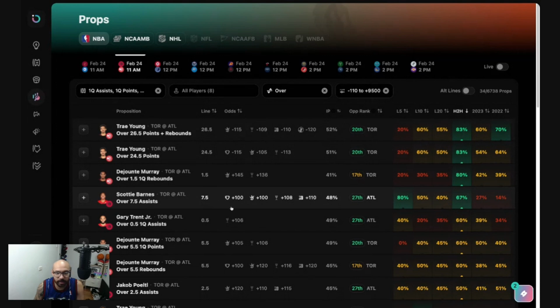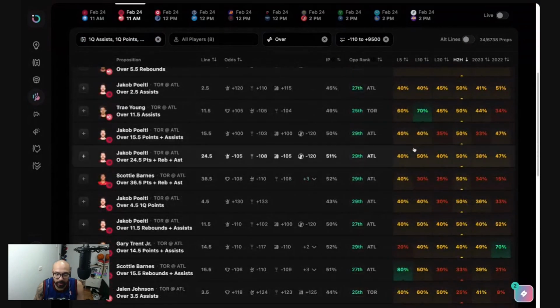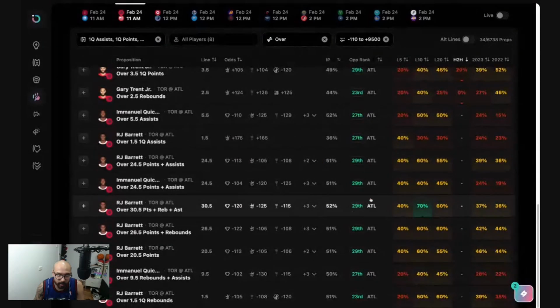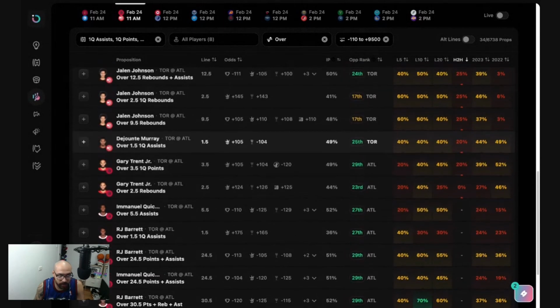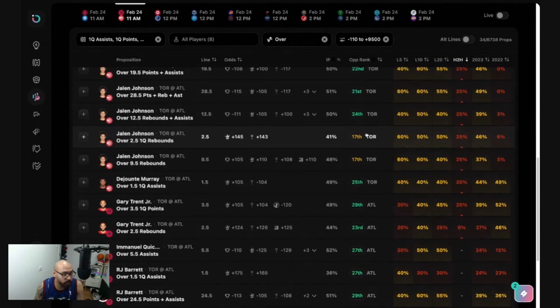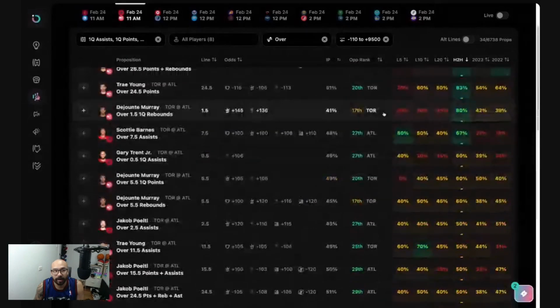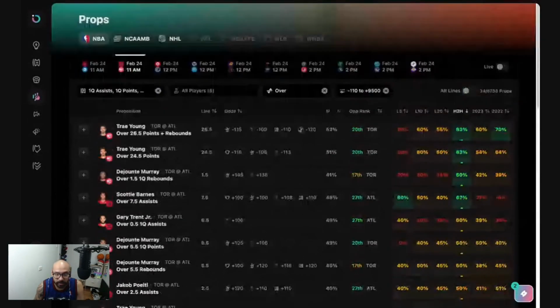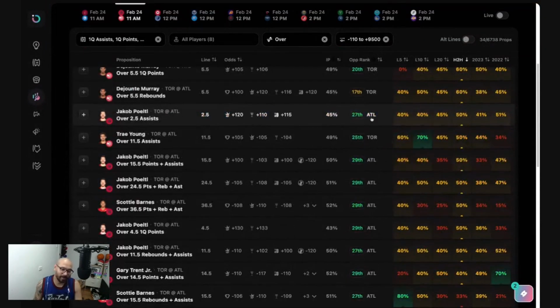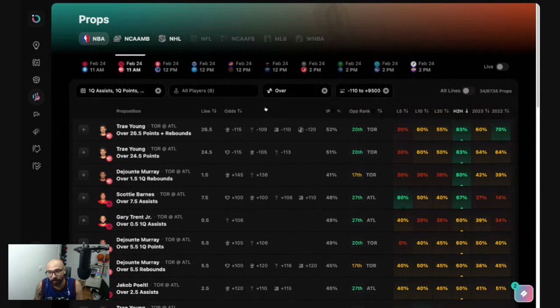Scotty Barnes, we've already gone through Scotty Barnes as well. So with everything else that's happening here, there's nothing screaming out to me on this prop screen. Normally we'd go through Emmanuel Quickly quickly, we'd go through Jalen Johnson, and all that, right? But I can already tell you what I would have said is, look, very inconsistent at the moment. Sometimes he gets it done against the opponent, and so on. So let's jump into the next one.